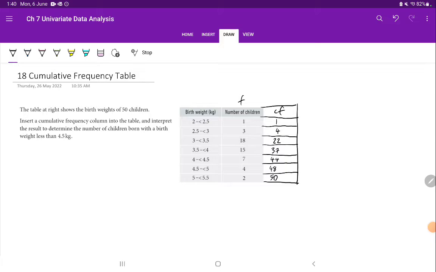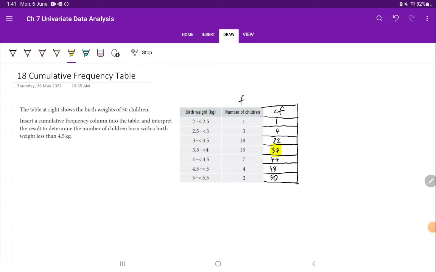So insert a cumulative frequency column into the table. We've done that. And interpret the result to determine the number of children born with a birth weight less than 4.5 kilograms. So let's actually understand what this means. This here tells us that there were 15 between 3.5 and 4. But when we get to here, this actually says that everyone below 4 was 37. So if you were 2.5 kilograms, that's less than, or 3.1, well, that's less than. So everyone who was below, there was 37 children who were born below 4.